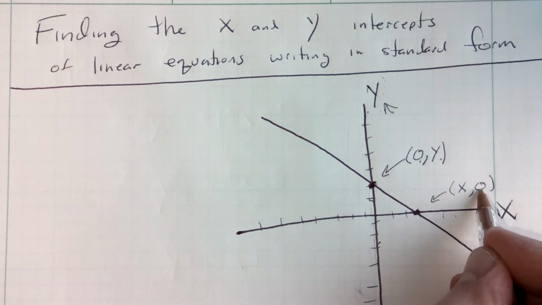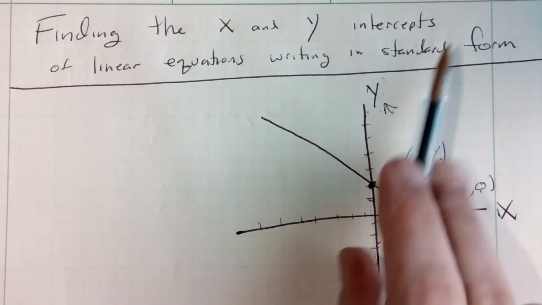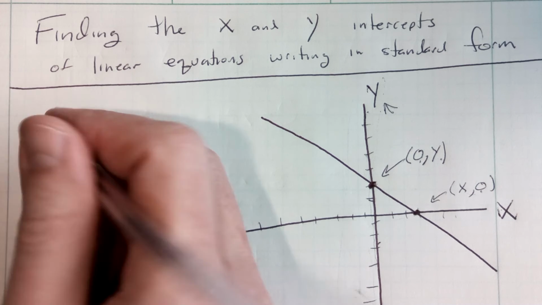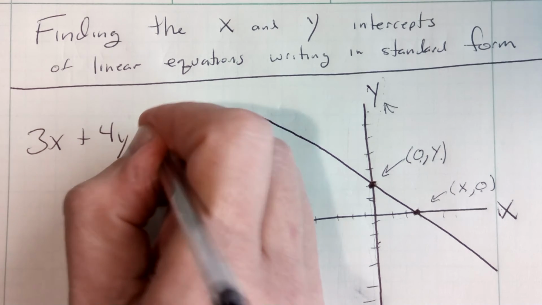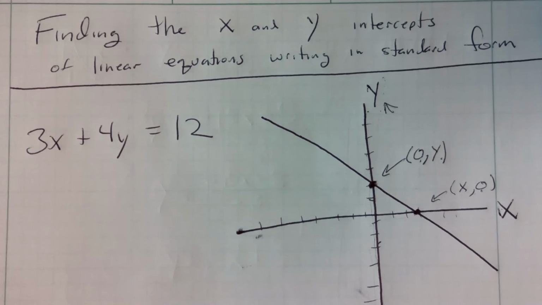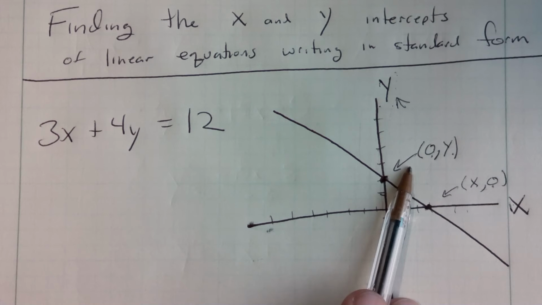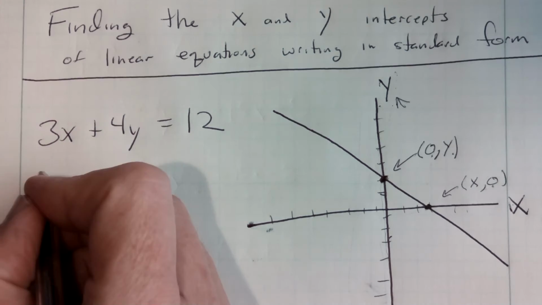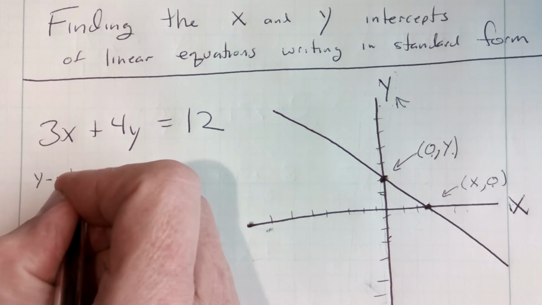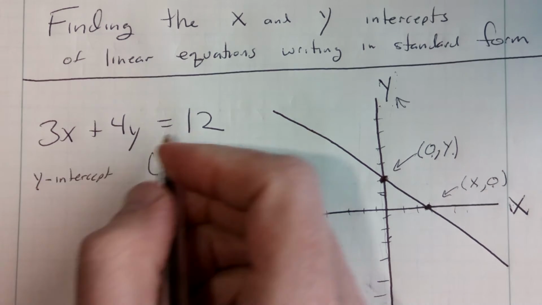So, the trick to finding the x and y intercepts, given an equation in standard form, and what I mean by standard form is you might have something as simple as 3x plus 4y equals 12. It's not slope-intercept form. Directly, we cannot see the y-intercept, and we don't know the x-intercept. But to find the x and y-intercepts, if you're asked to find them, what you do is this. If I want the y-intercept, I'm going to make the other variable 0.